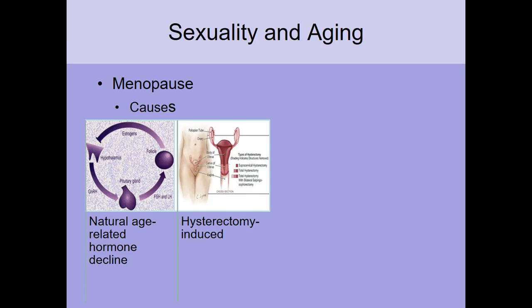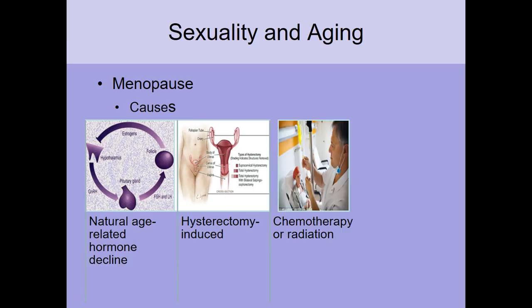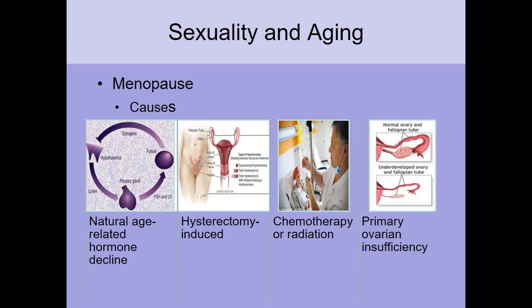For some women, if they've had a hysterectomy where their ovaries got removed or their uterus got removed, they will be experiencing menopause. You've got to lose your ovaries to actually go into menopause. Your ovaries need to not be functioning anymore. Chemotherapy or radiation can trigger menopause because it can affect the function of the ovaries. And then primary ovarian insufficiency, where the ovaries are not releasing the hormones that they should. So these are things that can cause menopause.